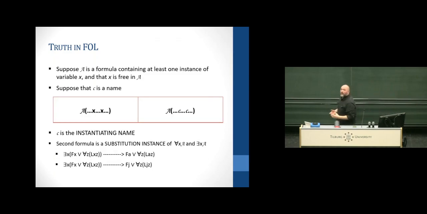Now, this is the slightly more complicated version of the same thing we just talked through. Suppose script A is a formula containing at least one instance of variable x, and x is free. It's not bound by any quantifier. Well, we can talk about a name C that we can replace x with. This will give us an instantiating name, basically the name we're plugging in. If you do this instantiation, this replacement, you get what we'll call a substitution instance, effectively just plugging in a name in place of the associated variable.